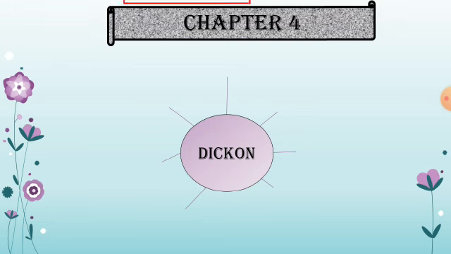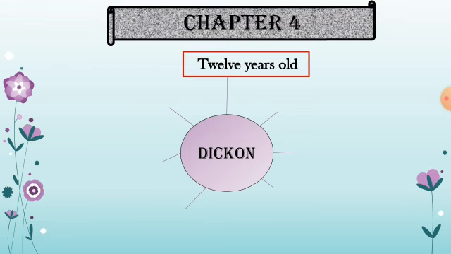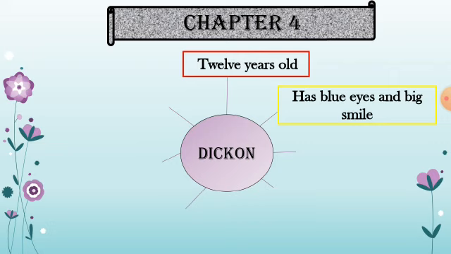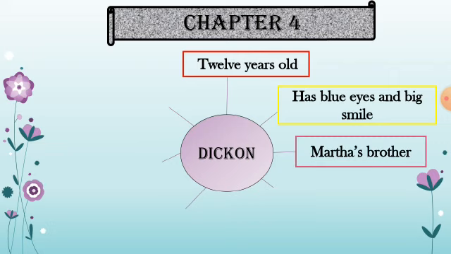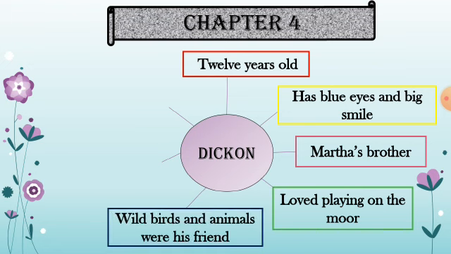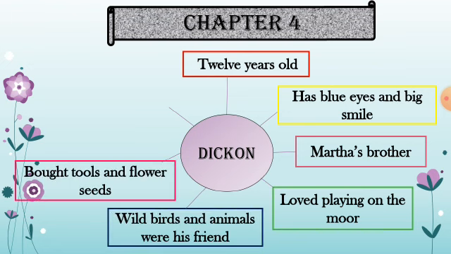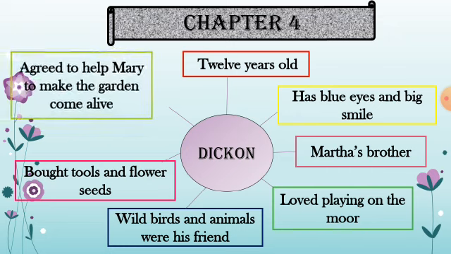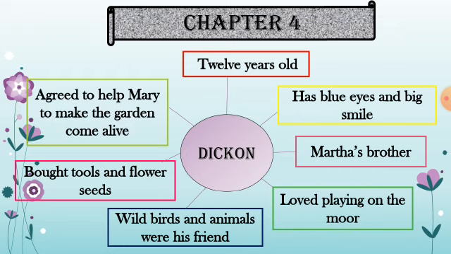Okay, Dickon, he was 12 years old. He has blue eyes and a big smile. Dickon was Martha's brother. He loved playing on the moor. He loved nature. Wild animals and birds were his friends. He bought tools and flower seeds for Mary. Dickon agreed to help Mary to make the garden come alive.